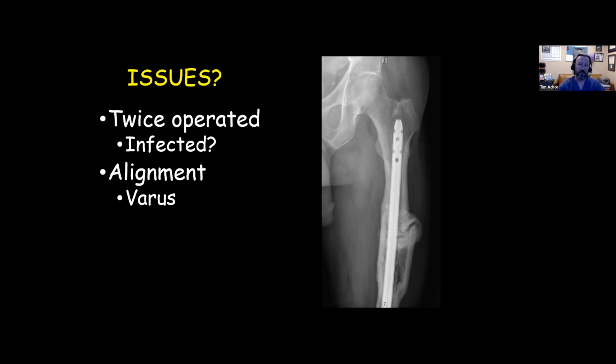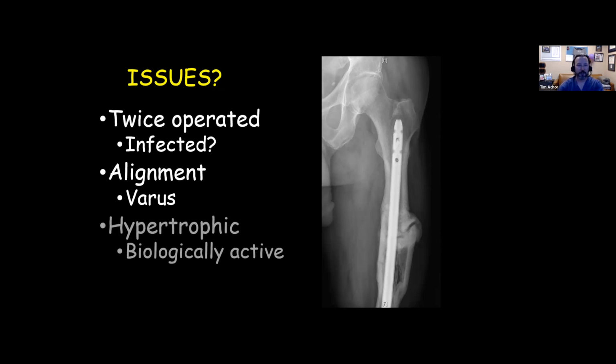But in reality, even with a little bit of varus, I think probably this is hypertrophic. This is trying to heal. But in a case that's already been reoperated, I think the varus is absolutely a problem. And again, it's hypertrophic. It's biologically active. So this should be a relatively straightforward non-union to get to heal.